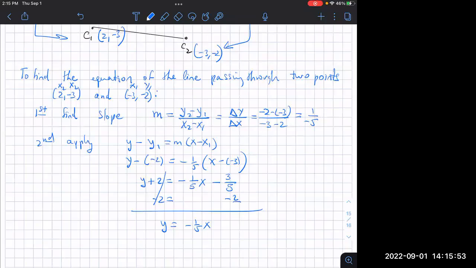And then you have to do the LCD. So -2 would have to be multiplied by 5, and then that would be -10. And then we would subtract it. Both of them are negative, so it'd be -13 over 5. That's right. There's your equation, and that's what I would write for the answer.